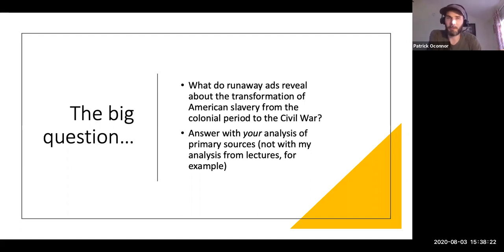Some of the ads would describe an escaped person, for example, as an Indian, right? And some of you were very self-aware to say, hey, wait a second, that's interesting. What does that mean about the relationship between race and slavery in this period? And then I don't see that word anymore later on. Some of you were very attentive to issues of gender. Some of you were very attentive to issues of color or certain tone in language, those kinds of things.